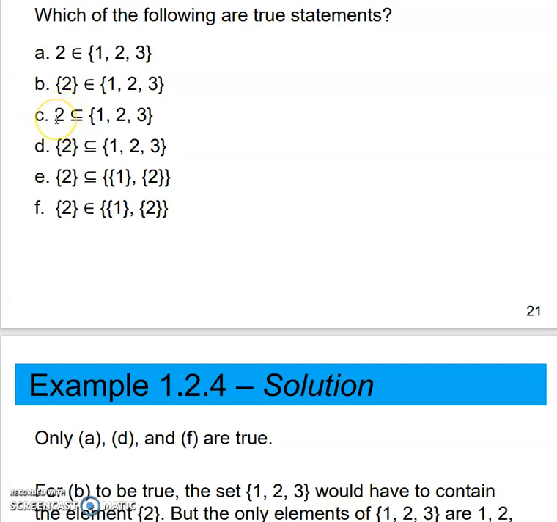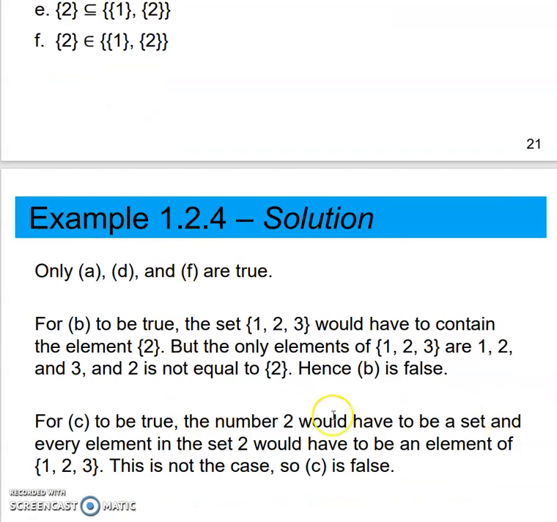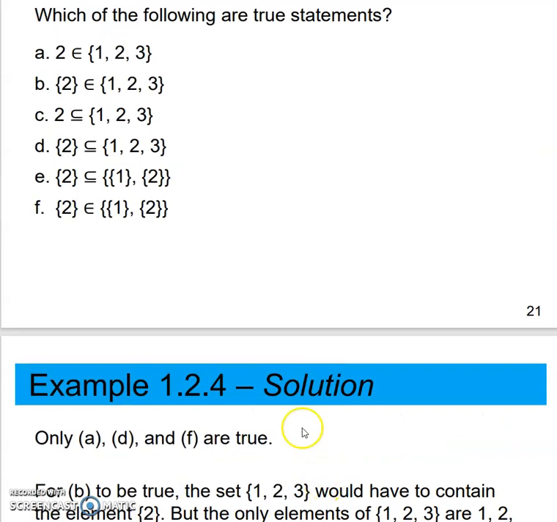Number C says that the element 2 is a subset of the set 1, 2, 3. So this 2 is not a set, so it cannot be a subset then. Yeah, that's just bad notation on that one. Number D, the set 2 is a subset of the set 1, 2, and 3. That is true. So here this is a set, the other set is also a set, and the set on the right does contain 2.